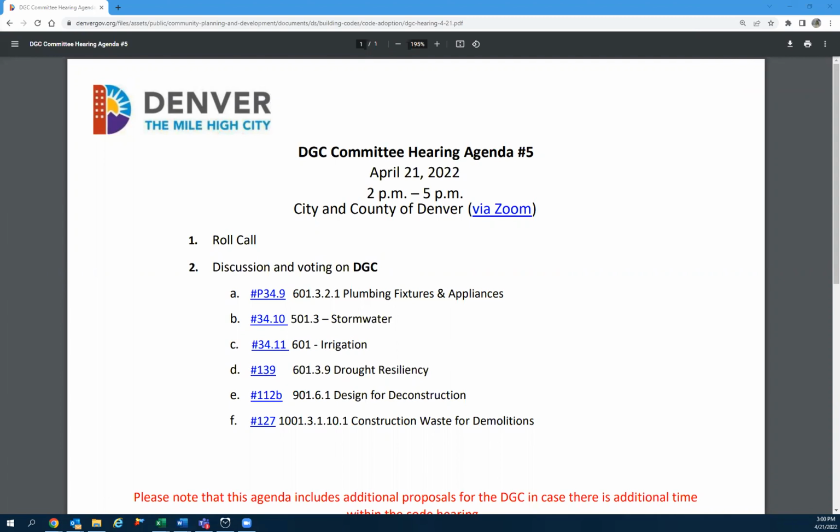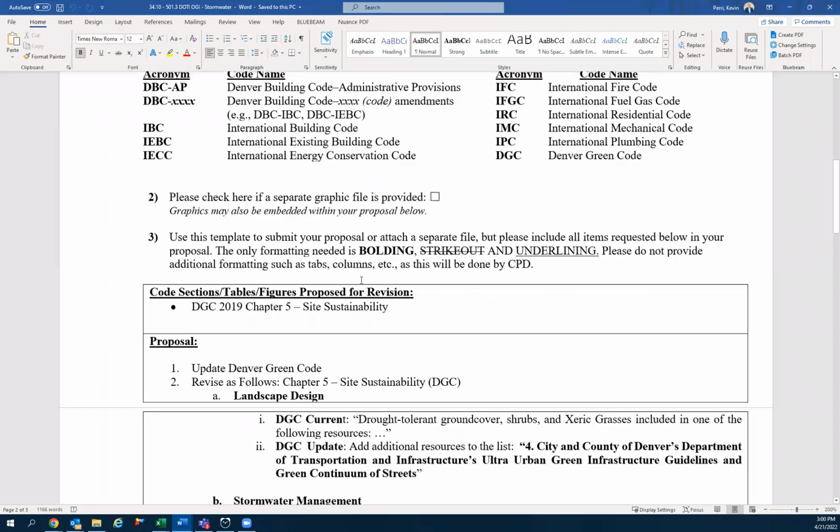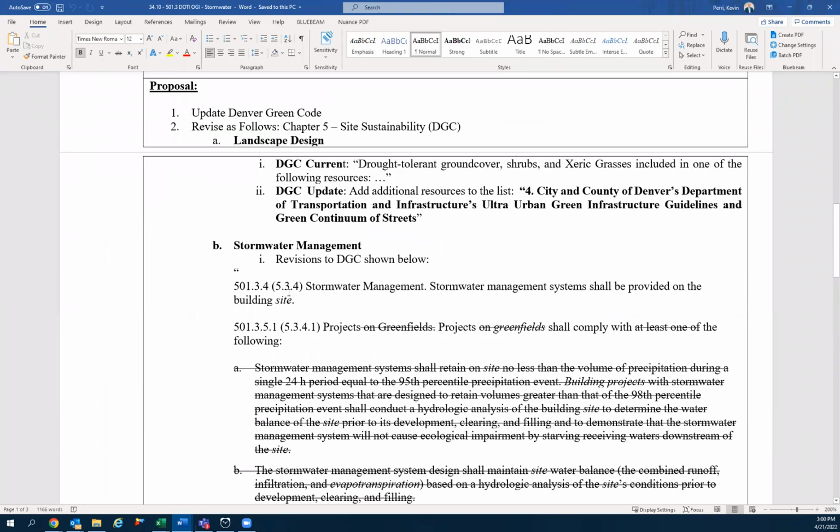Yes, hi, everybody. Thank you for hearing our proposal. My name is Colin Bell. I am with the City and County of Denver in the Office of Green Infrastructure, which is in DOTI, the Department of Transportation and Infrastructure. Thank you. There are two codes here that we have to present. The first is related to stormwater management.